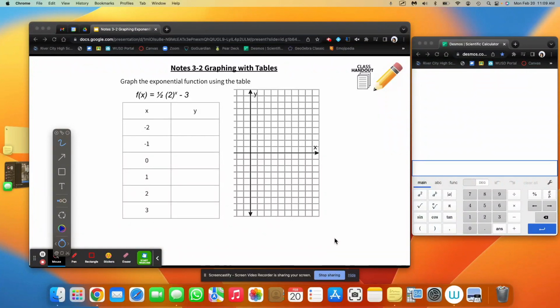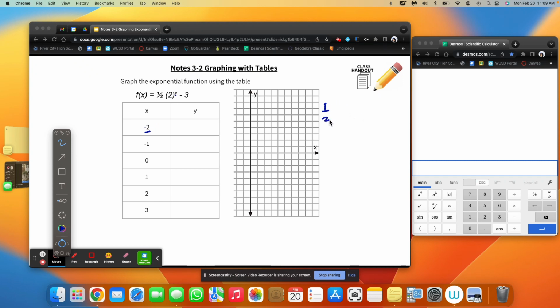All right, here's the video for notes 3-2, graphing with tables. So we're going to be graphing exponential functions. And here's our function f of x equals 1/2 times 2 to the x power minus 3. So when we plug this stuff in, we're going to be plugging in these x values here. I'm just going to show the work off to the side.